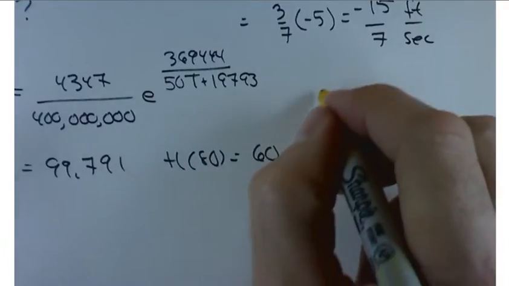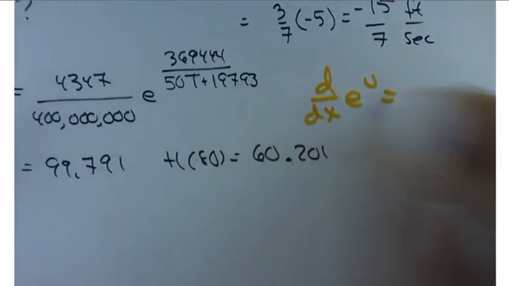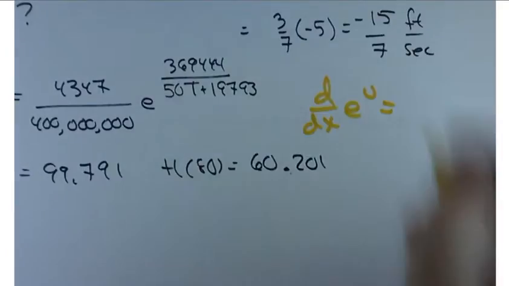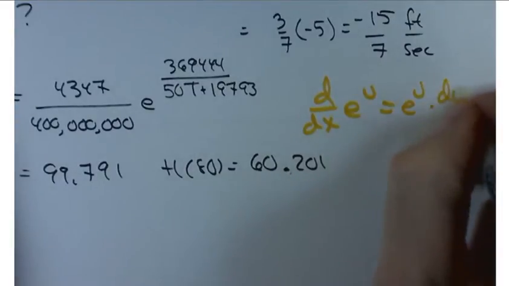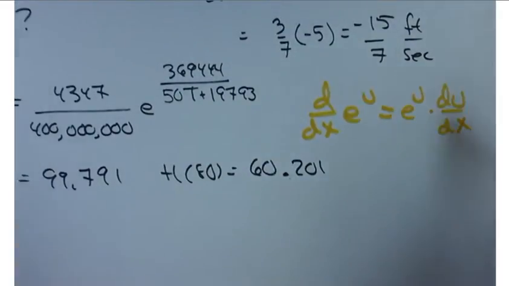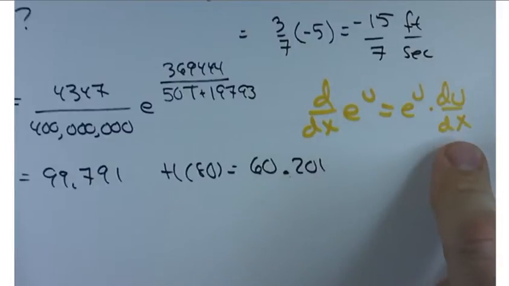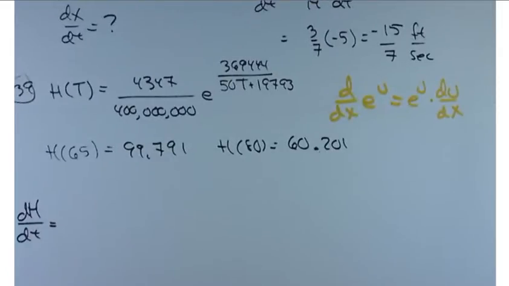In fact, let me remind ourselves of something. If I differentiate with respect to x, e to the u, what's the rule? It's e to the u times the derivative of u. Now the book might write it as u prime, and that's fine. Basically, it's the function times the derivative of its exponent. Let's keep that in mind as we do the derivative here.